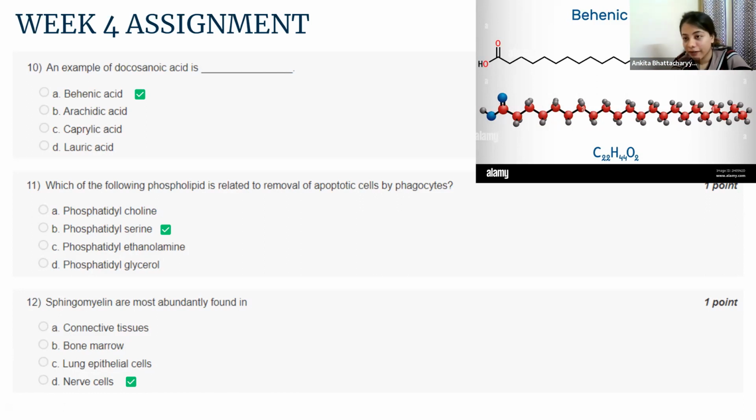So this was already there in the direct questions. Sphingomyelin is most abundantly found in connective tissues, bone marrow, lung epithelial cells, or nerve cells. So the answer is, of course, nerve cells or neurons, where we know that the myelin sheath, which is like a coating present along the entire length of a neuron, along the axon particularly, is made up of, among other things, sphingomyelin, and that's actually how the name myelin sheath comes. There are some other cells also, oligodendrocytes, etc., but mainly the myelin sheath is there, and it has an immense role to play.